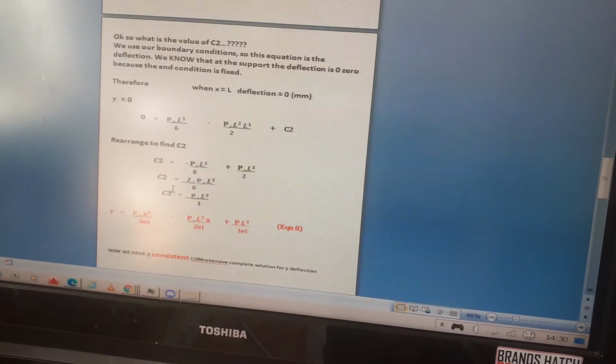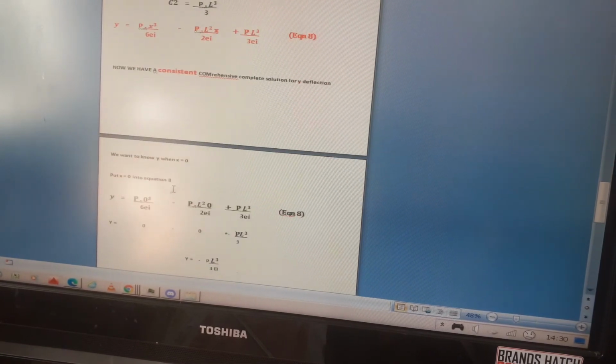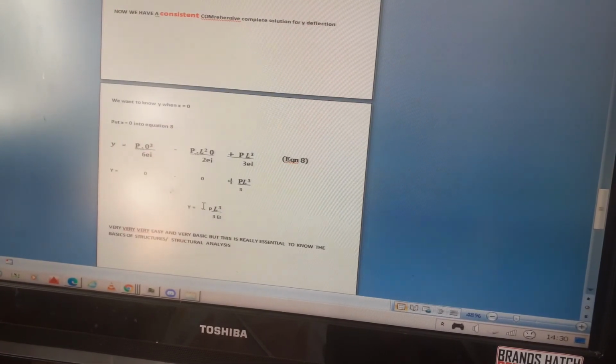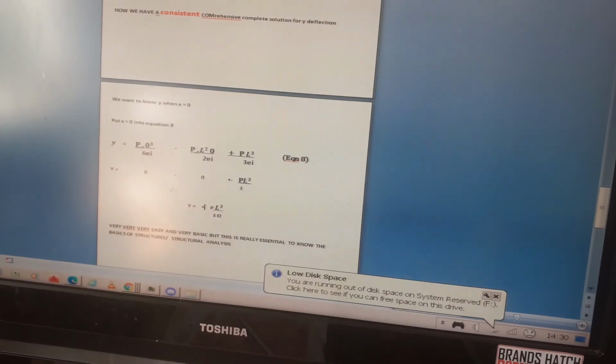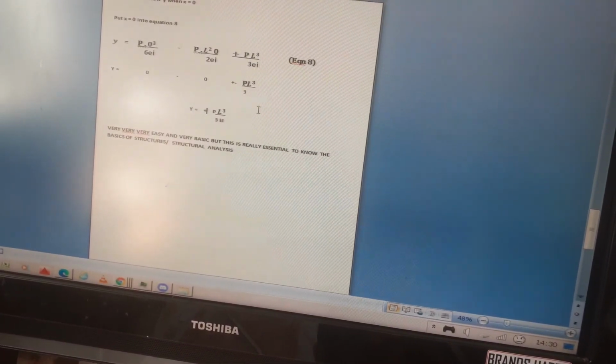Oh yeah, that's it, plus PL cubed over 3 EI. That's the answer. The deflection of a point load at the end of a cantilever is PL cubed over 3 EI.